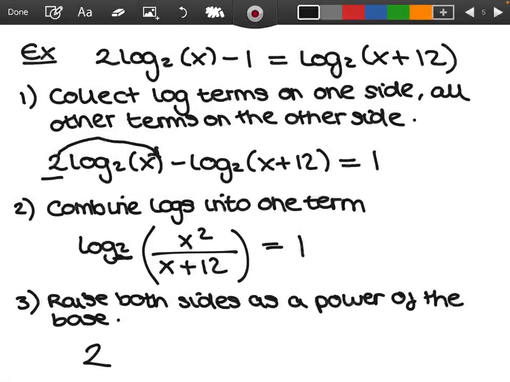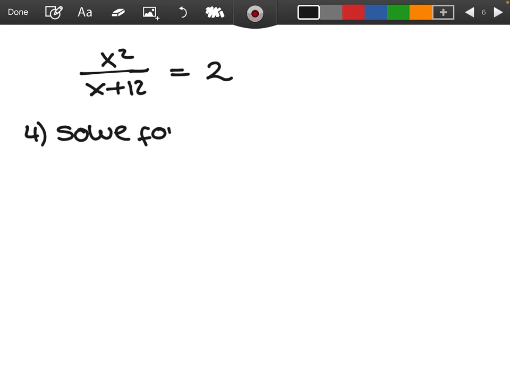So by raising both sides as a power of 2, I would get 2 to the log base 2 of x squared over x plus 12 is equal to 2 to the power 1. And like I said, the exponential and the log cancel one another out as long as you've used the same base. You would end up with x squared over x plus 12 is equal to 2 to the power 1, which is 2. From this point, you're then going to solve for x, which should be pretty simple at this point.